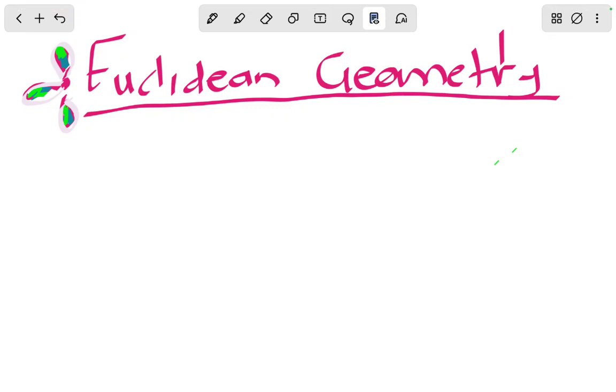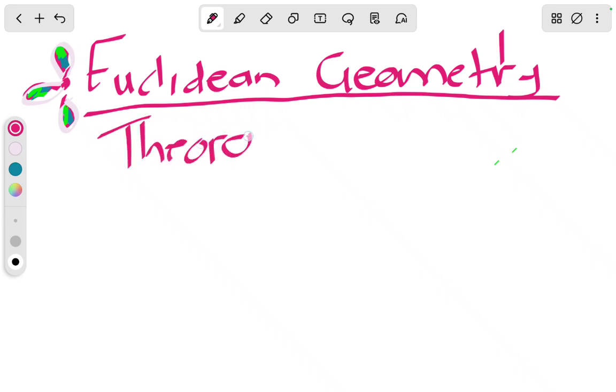Today we are going to do Euclidean geometry and we are doing proportionality. So we're going to first start with theorem 1. Theorem 1, let's first start with how to prove the theorem.